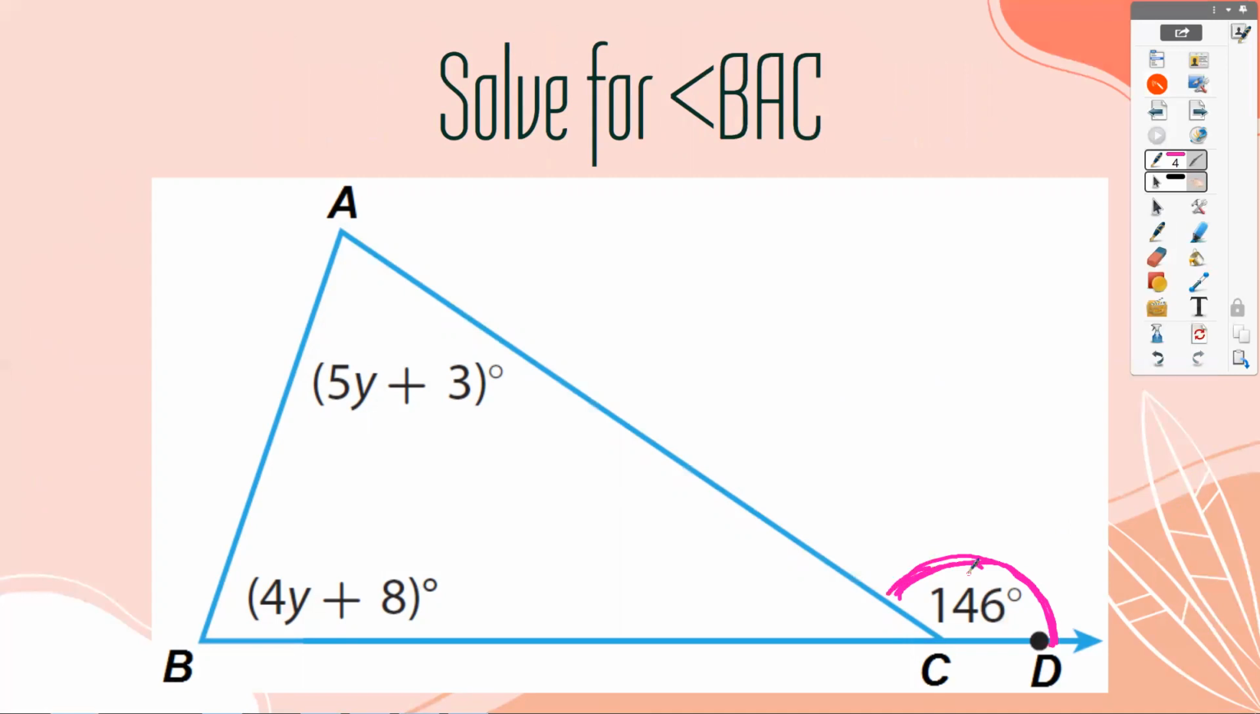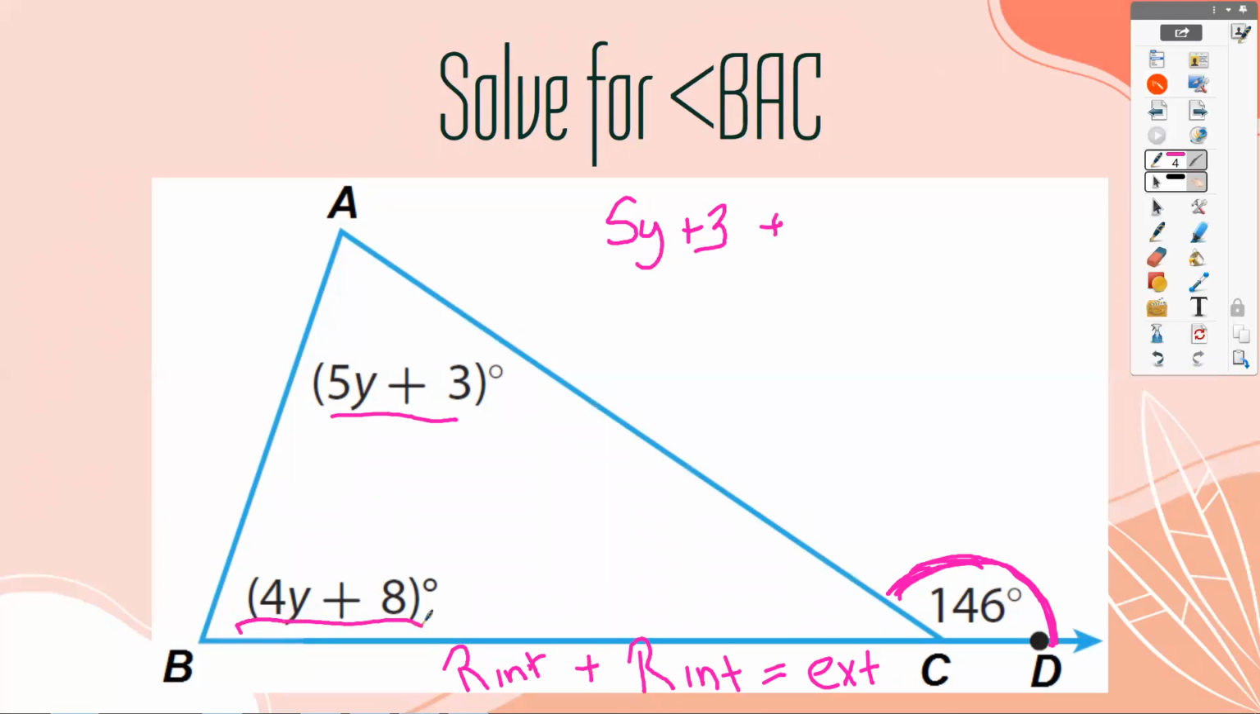So in order to find exterior, anytime I'm given that, remember, it's always my remote interior plus my remote interior, and that's going to give me my exterior. So remote interior would be the two angles inside across from my exterior, which is 146. So I'm going to take 5y plus 3 and add it to my other interior, which is 4y plus 8. And that's going to be equal to my exterior, which is 146.